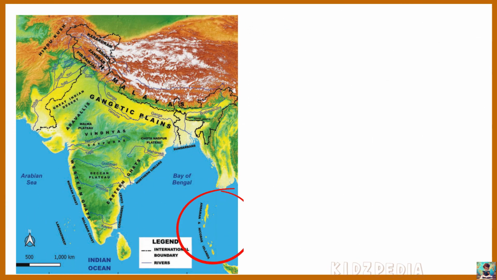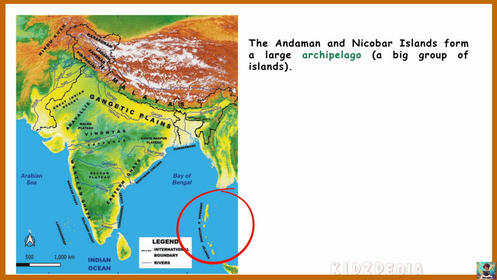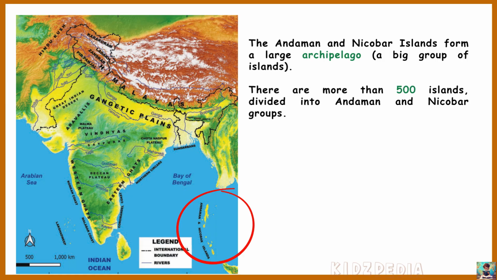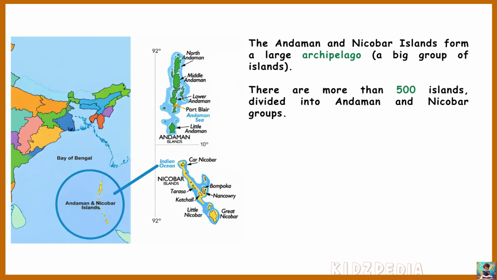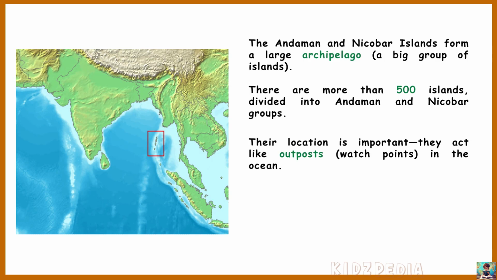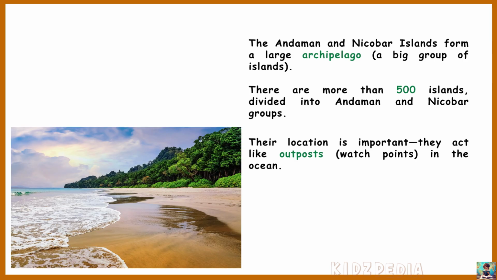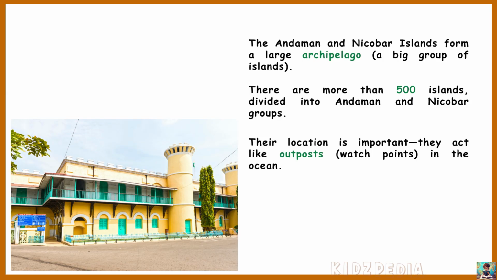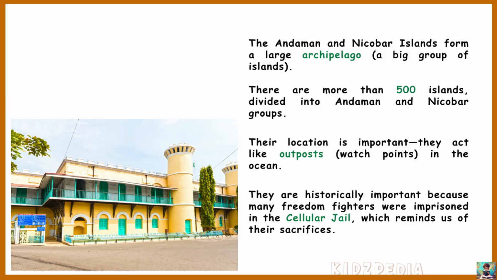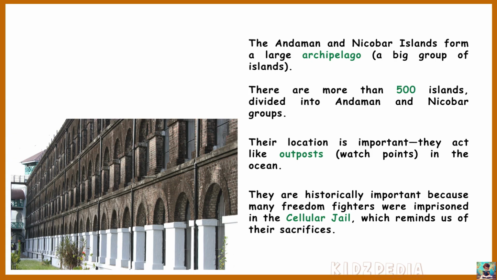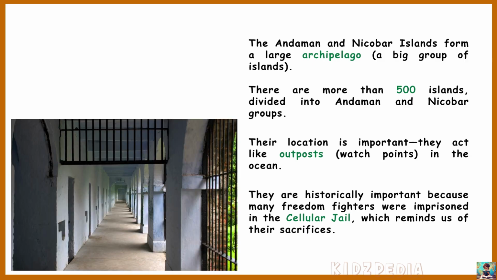The Andaman and Nicobar Islands form a large archipelago of more than 500 islands in the Bay of Bengal. These islands are divided into the Andaman and Nicobar Islands, and their location is very important as they act like guards in our ocean watching over India. The islands are rich in plant and animal life. They also hold great historical importance as many Indian freedom fighters were imprisoned in the Cellular Jail, which is also known as Kalapani, where they were kept in separate cells under very harsh conditions. Today, this jail stands as a reminder of their courage and sacrifices for India's freedom.